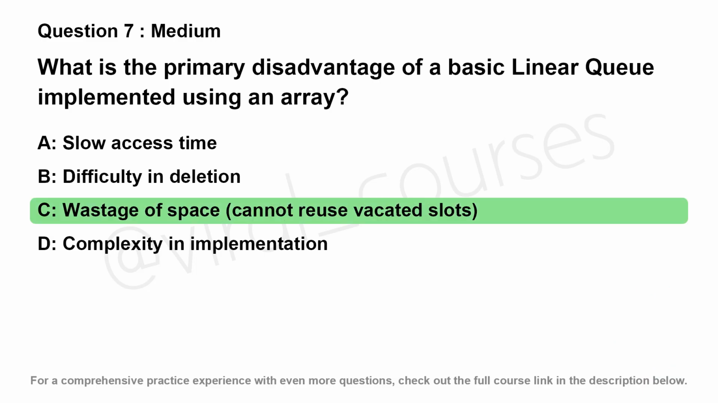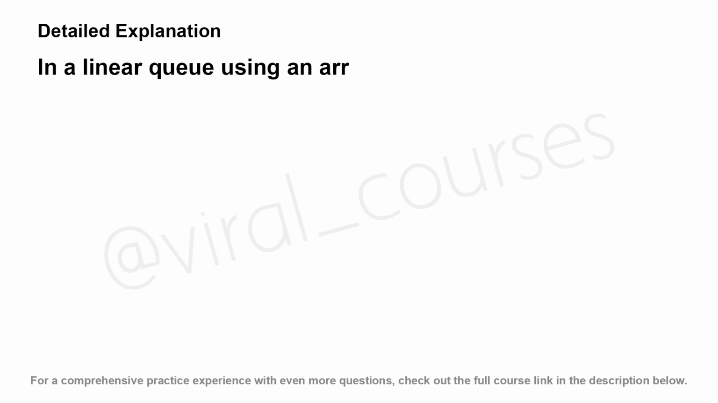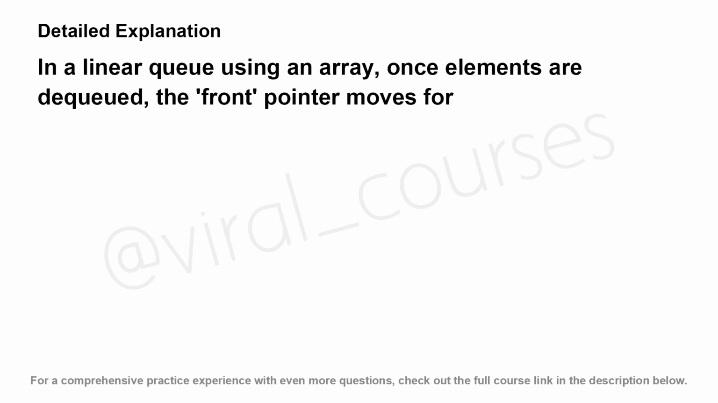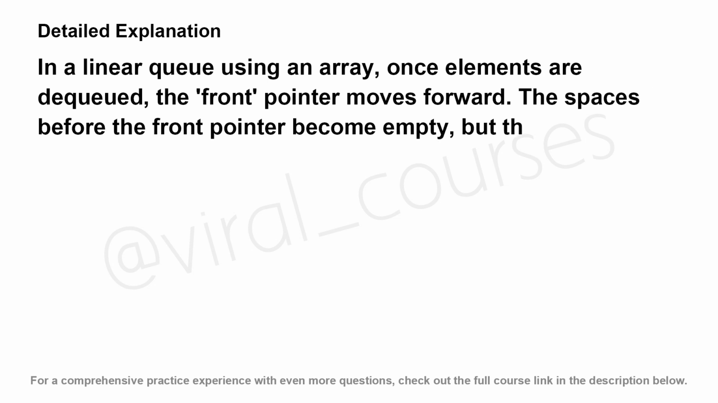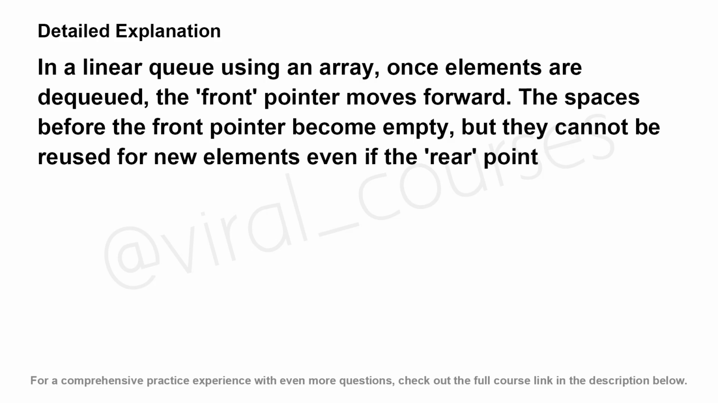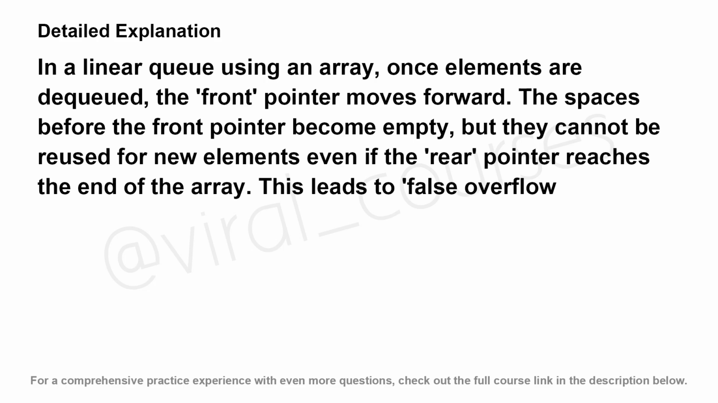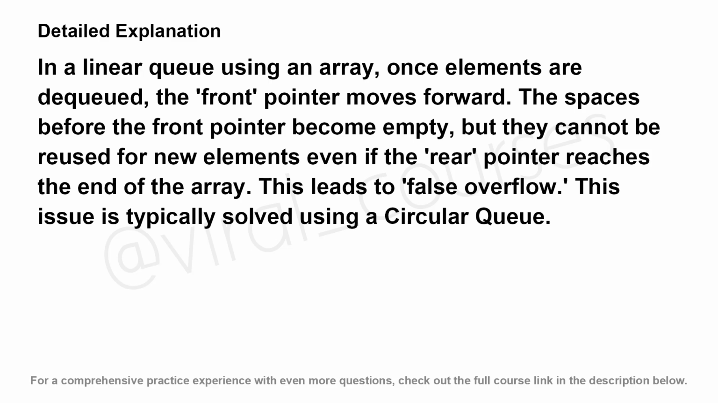The correct answer is C. In a linear queue using an array, once elements are dequeued, the front pointer moves forward. The spaces before the front pointer become empty, but they cannot be reused for new elements even if the rear pointer reaches the end of the array. This leads to false overflow. This issue is typically solved using a circular queue.